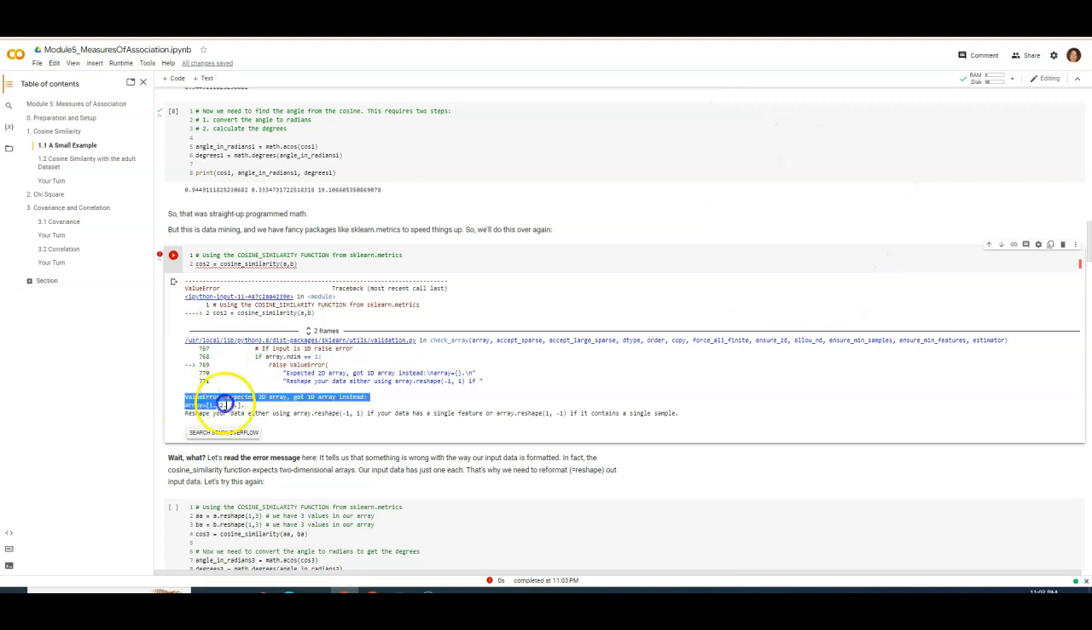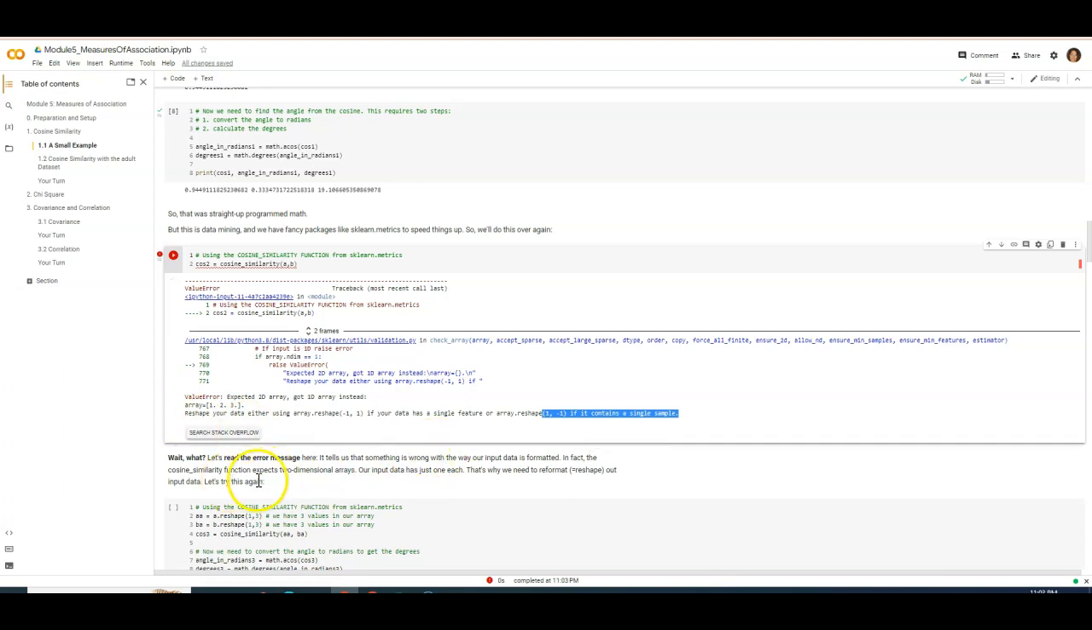Value error. Expected 2D array, got 1D array instead. Array 1, 2, 3. Yeah, we have 1, 2, 3, right? Reshape your data either using array.reshape(-1, 1) if your data has a single feature, or array.reshape(1, -1) if it contains a single sample. That's a pretty cryptic error. We could now either search Stack Overflow or we could read on.